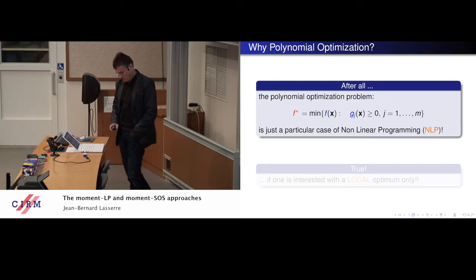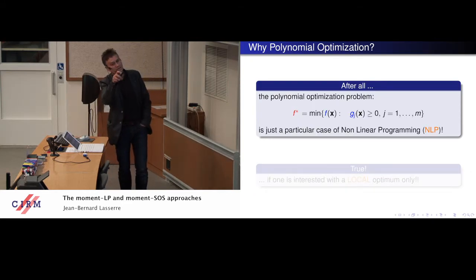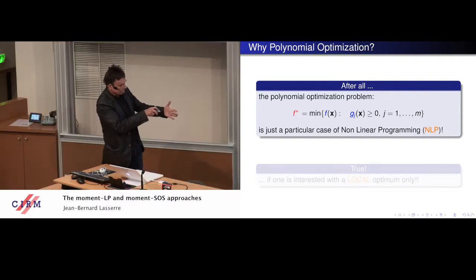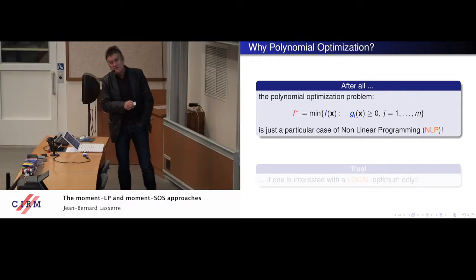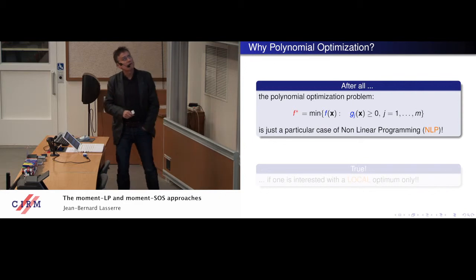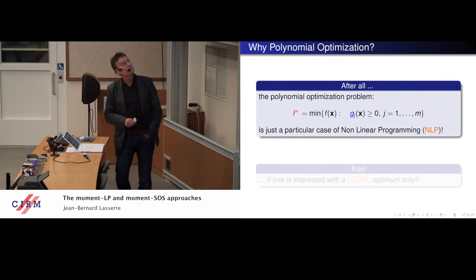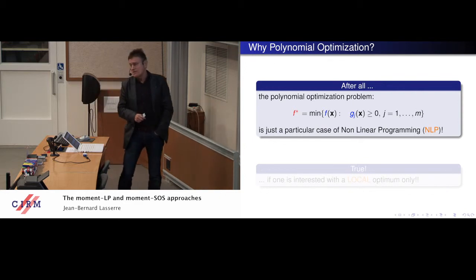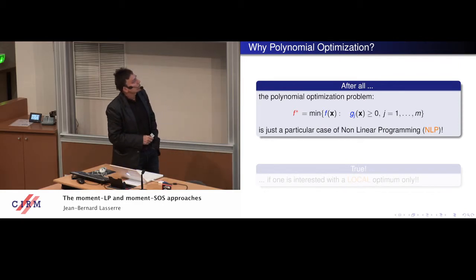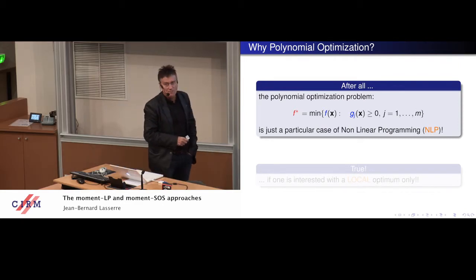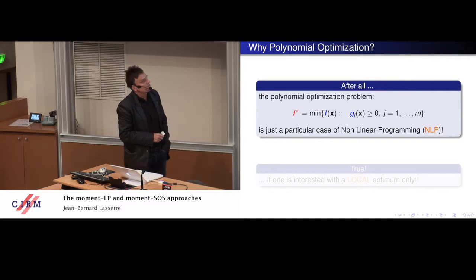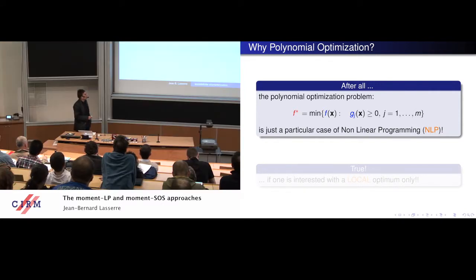So now I come to the main topic: why polynomial optimization? So what is a polynomial optimization problem? It's just a finite dimensional optimization problem where you want to minimize a function f, which is a polynomial, subject to finitely many inequality constraints that are defined by polynomials.